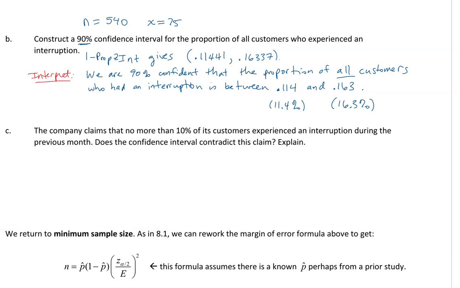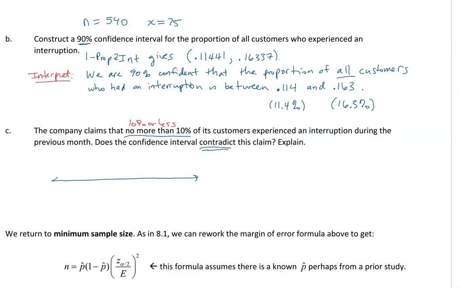And then part C, this is where we take things a level further. What can we further say, given now that we have this interval? So the company claims that no more than 10% of its customers experienced an interruption during the previous month. Does the confidence interval contradict this claim? These are always a little tricky with the wording. Does it contradict? Does it support? We have to just read each problem and try to figure out what they're asking. So no more than 10% is 10% or less. The maximum is 10%.